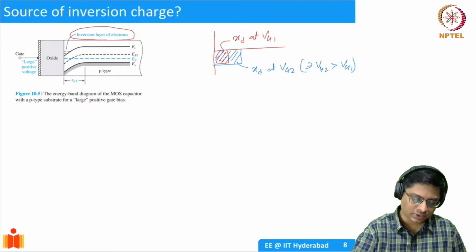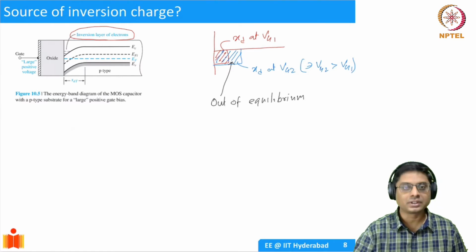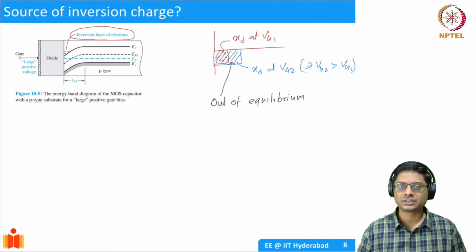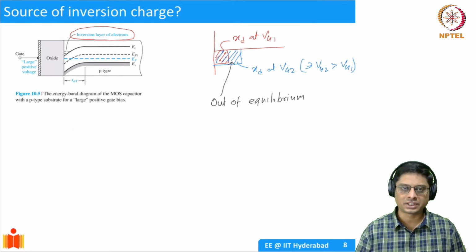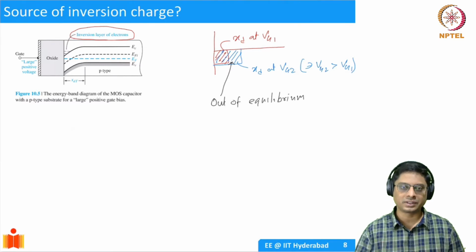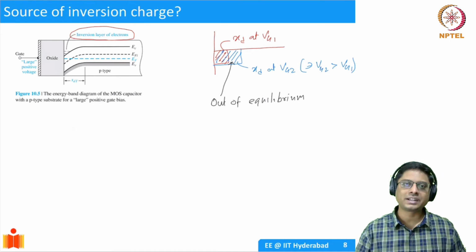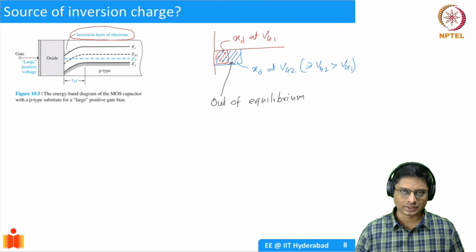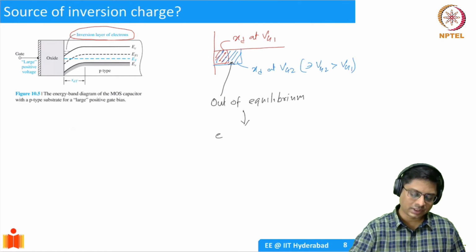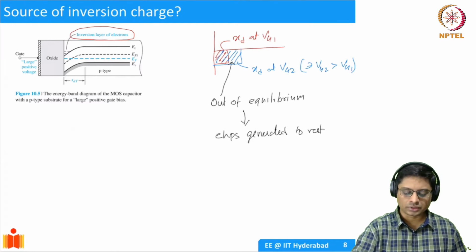Now, this is obviously out of equilibrium, right? We have depleted the semiconductor of the free charges. So what happens? Well, the semiconductor tries to come back to equilibrium. The system always tries to restore the equilibrium. If you have excess carriers, they will recombine. If you have fewer carriers, then the system tries to generate electron hole pairs. So basically EHPs are generated to restore equilibrium.